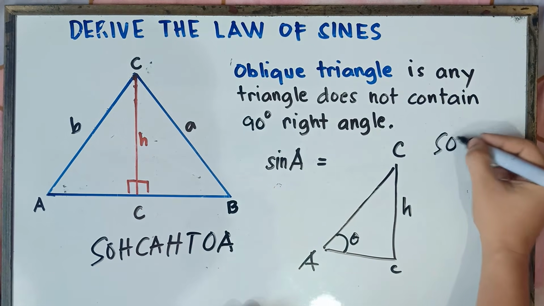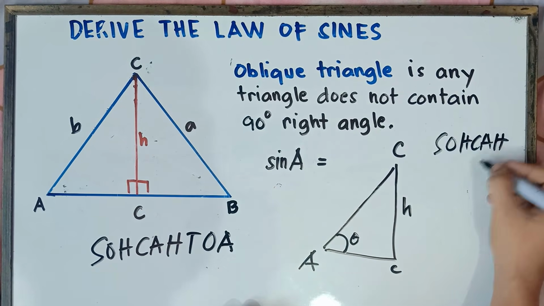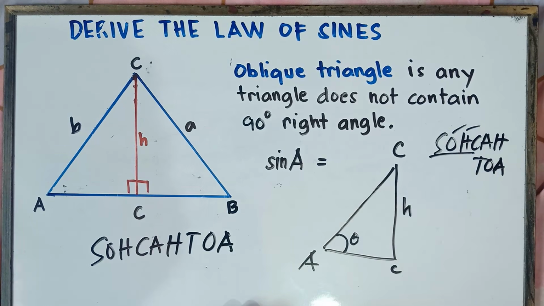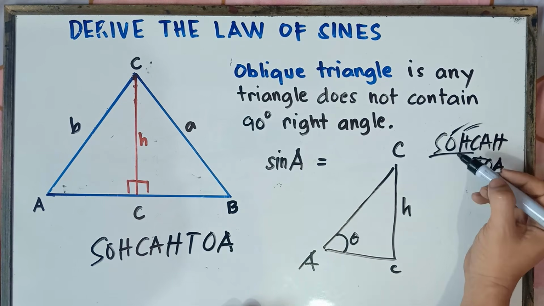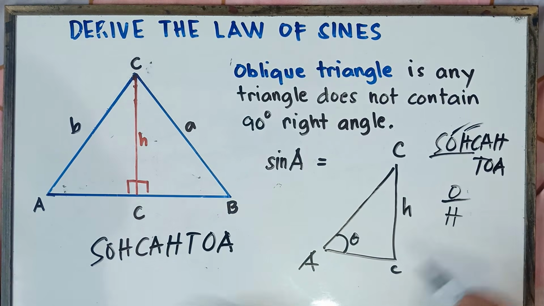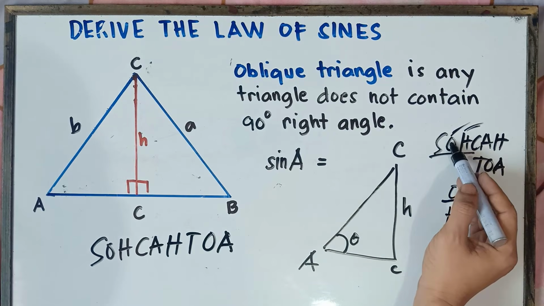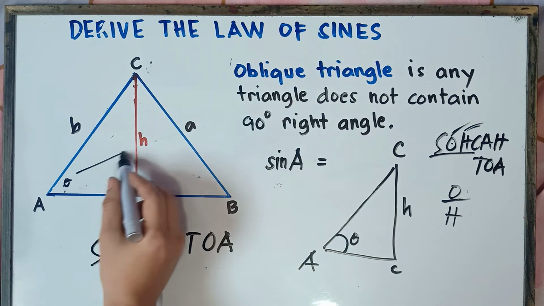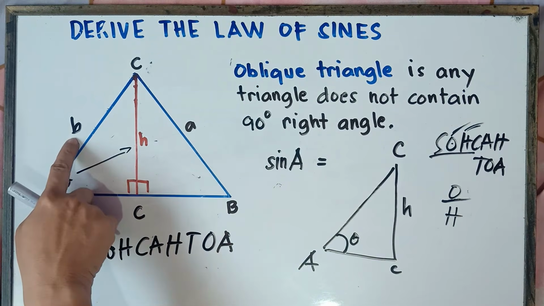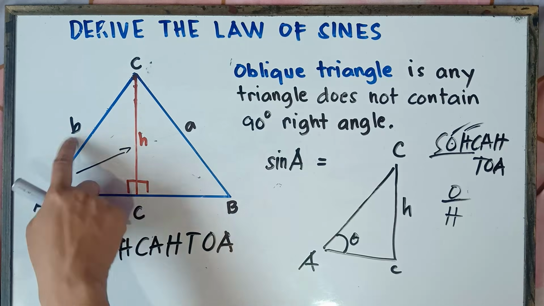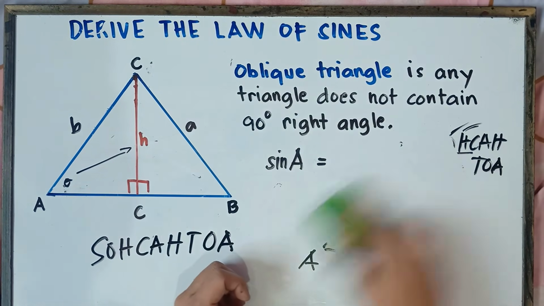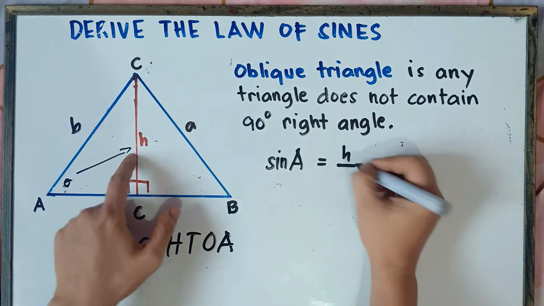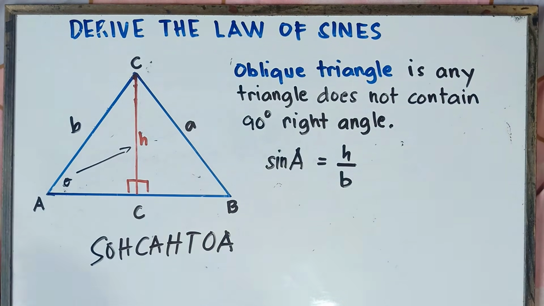Once again, apply SOHCAHTOA. Sine, that would be opposite over hypotenuse. So sine OH, opposite over hypotenuse. With this reference angle, opposite is H, and hypotenuse is B. So sine A, reference angle, opposite is H, over hypotenuse B.